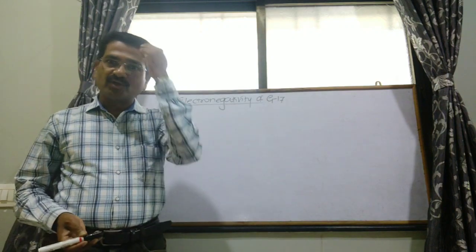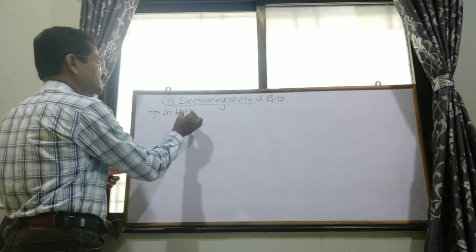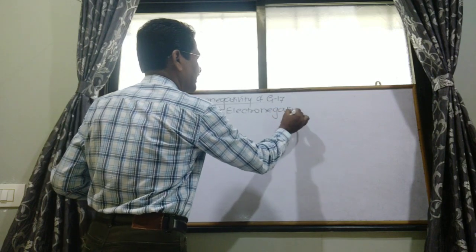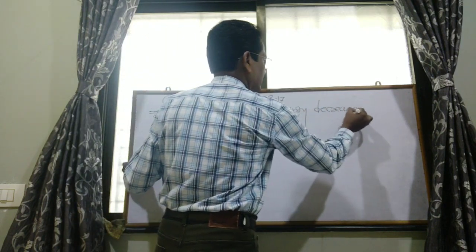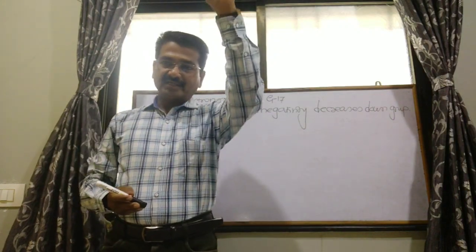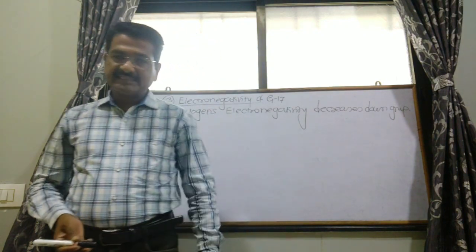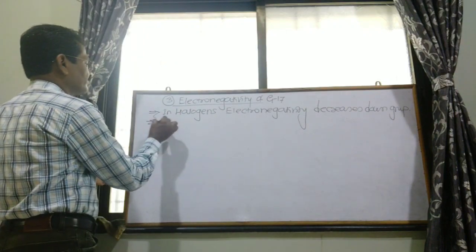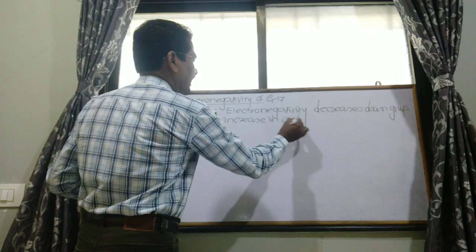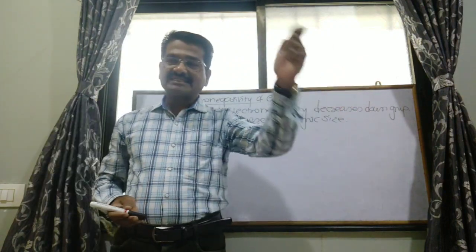But what is the actual trend of halogens' electronegativity? In halogens, electronegativity decreases down the group, from fluorine to iodine. Why does it decrease? It is due to increase in atomic size. Atomic size increases. With increase in atomic size, its electronegativity decreases.